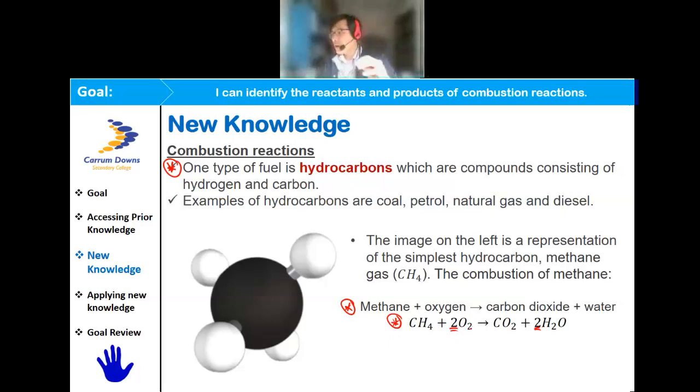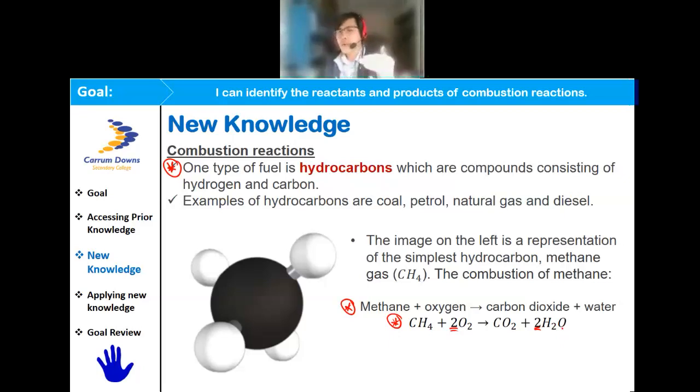And then I've got 2 groups of 2 oxygens. That's 4 oxygen on the left-hand side. And then I've got 2 oxygen in the carbon dioxide, as well as 2 oxygen for the water. So that's 4 as well. Okay. So this second equation is what we call a balanced chemical equation.